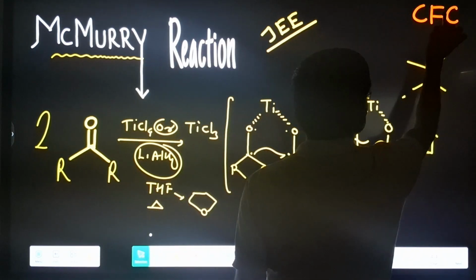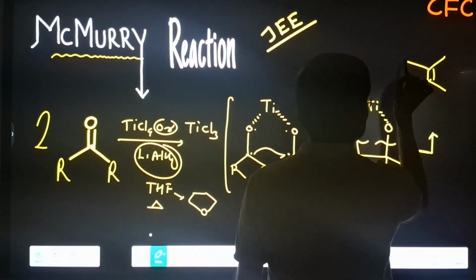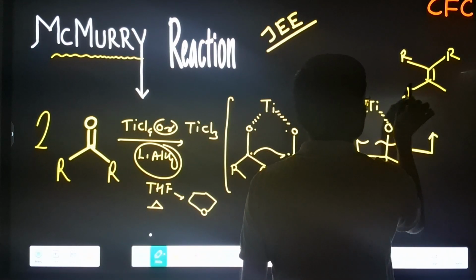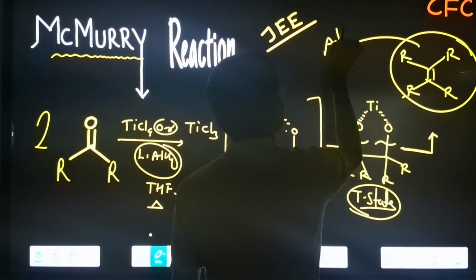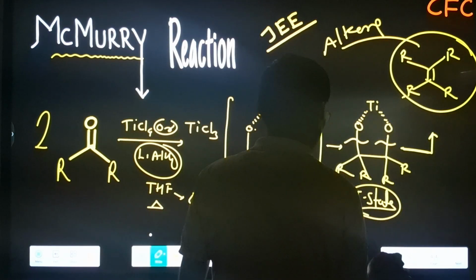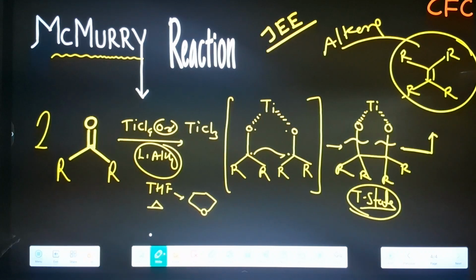This is R, and this one is R. So what is the product molecule? Olefin, which is called an alkene. Formation of alkene. If you take another type of reactant molecule, can you see here? You can change the reactant molecule.